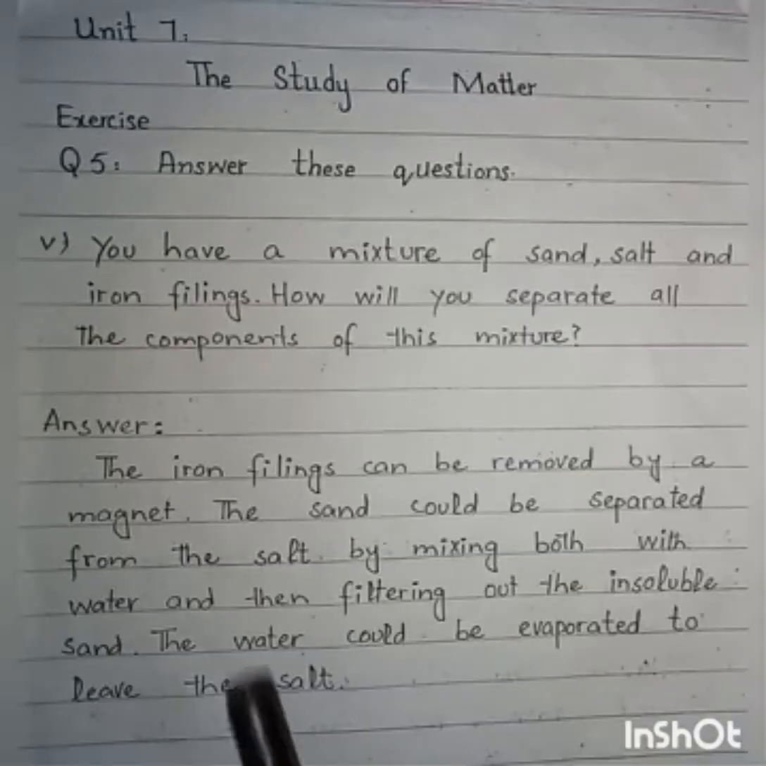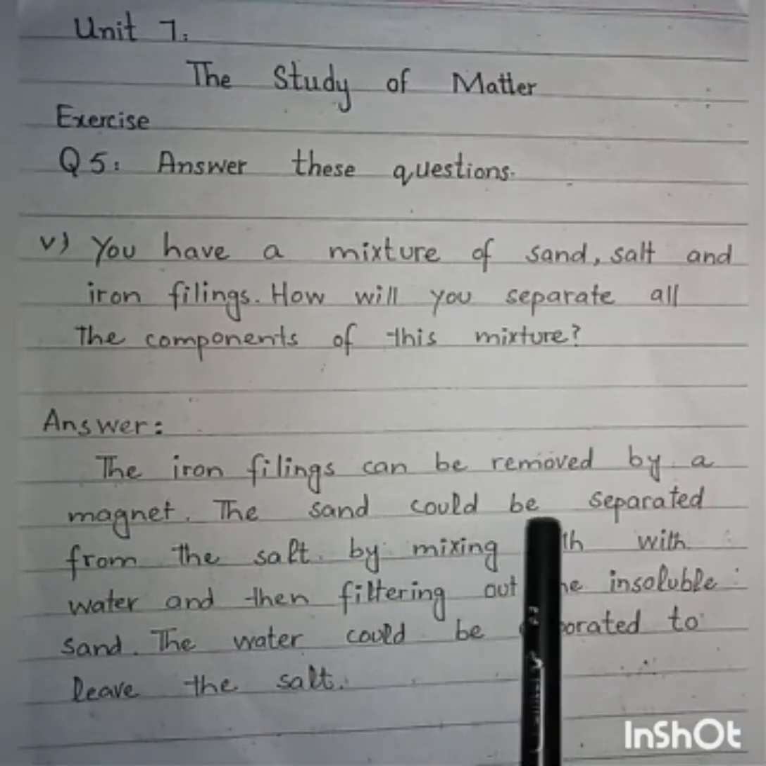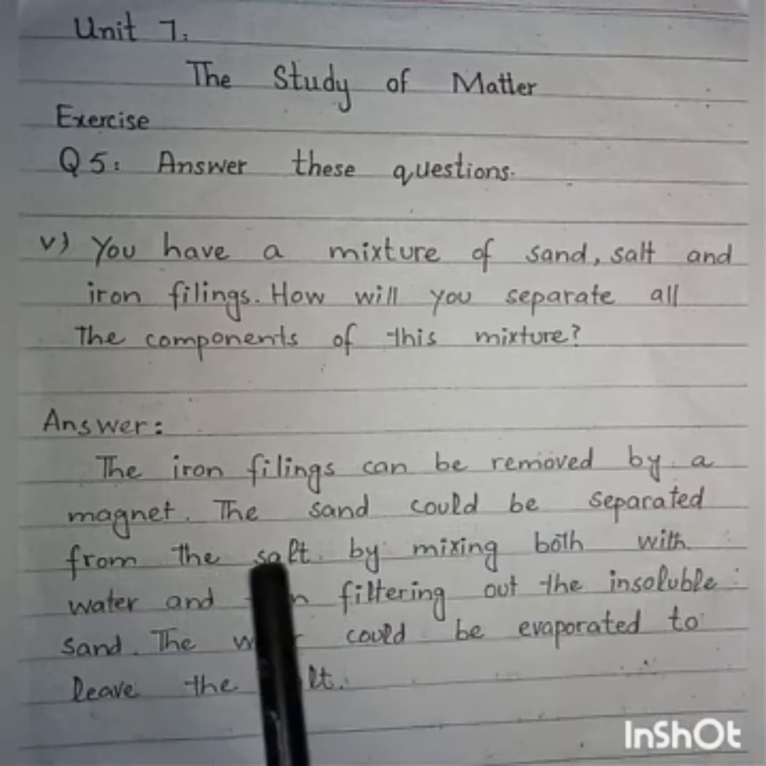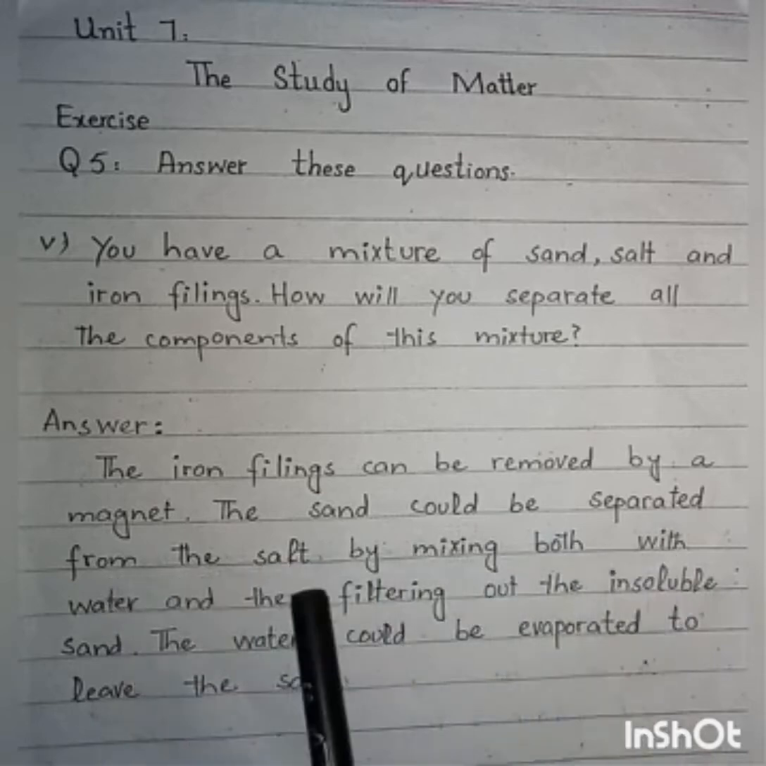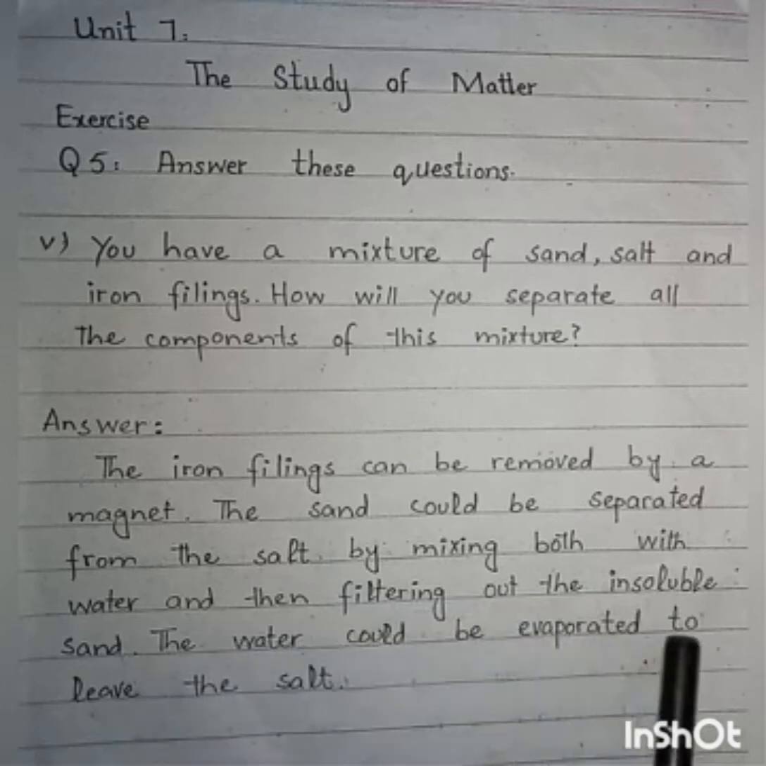And the answer is, the iron filings can be removed by a magnet. The sand could be separated from the salt by mixing both with water and then filtering out the insoluble sand. The water could be evaporated to leave the salt.